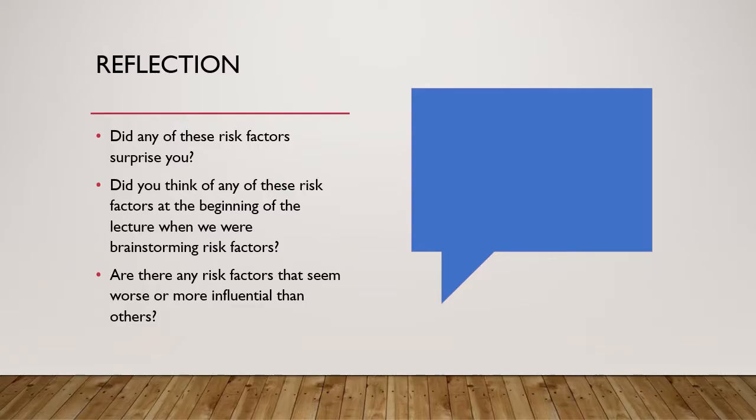Let's just take a moment to reflect on any of that. Did either of those risk factors or examples that we talked about surprise you? Did you think of any of these at the beginning of the lecture when we were brainstorming? And are there any risk factors or examples that seem worse or maybe more influential than the others? Go ahead and comment your thoughts in the comment section below the lecture video, and feel free to discuss it with the other participants in the discussion.